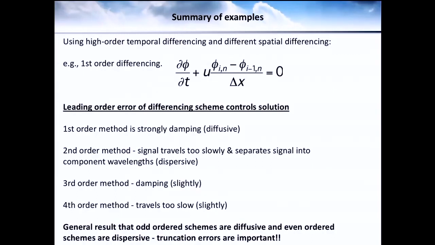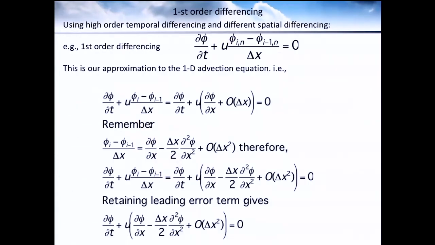There's a pattern here, and this is actually a general result: odd-ordered schemes are diffusive and even-ordered schemes are dispersive. And this comes from the truncation errors. Let me prove this to you, just with a simple example for the first order differencing.